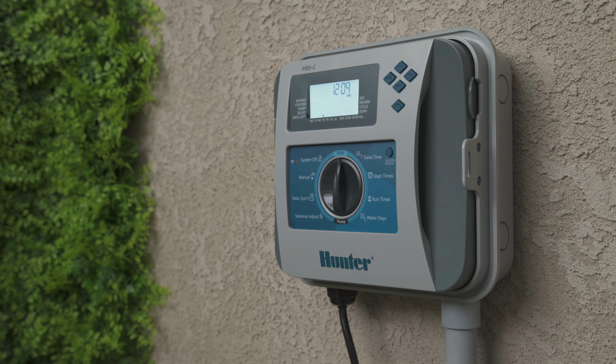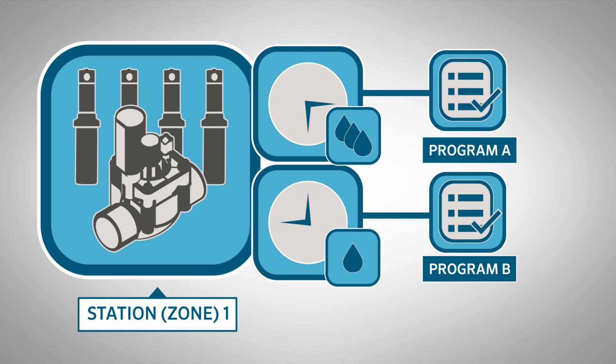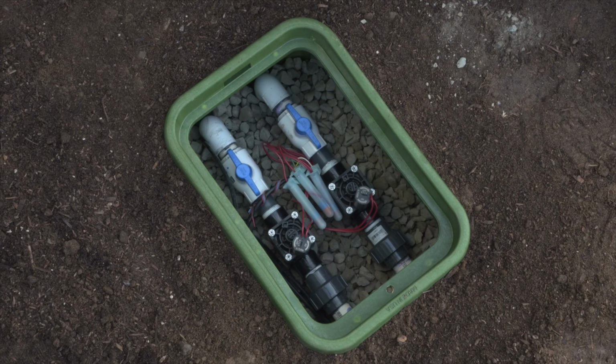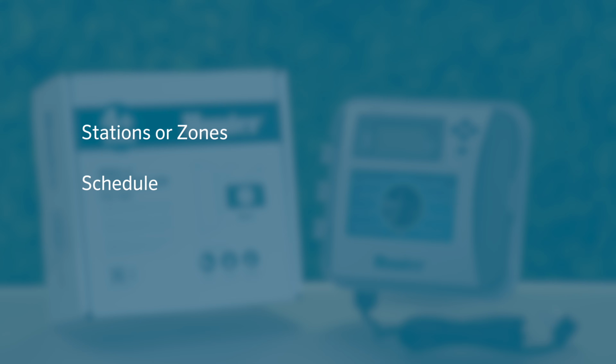If you're new to irrigation controllers, it's important to understand the terms used before you attempt to create a watering program. In this video, we're going to explain common terminology used in irrigation controller programming. The terms we'll describe include stations, zones, schedules, run times, start times, and programs.